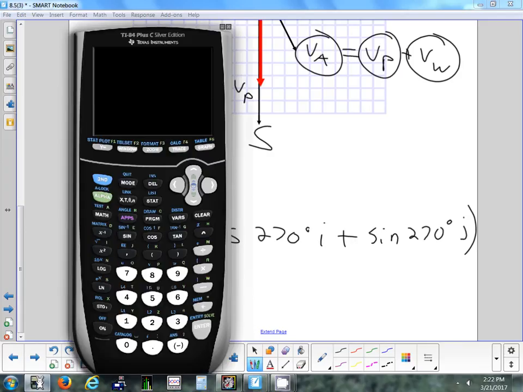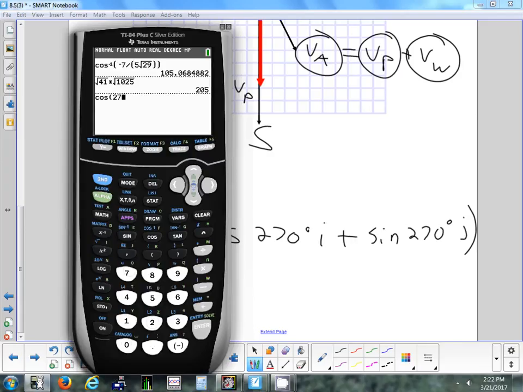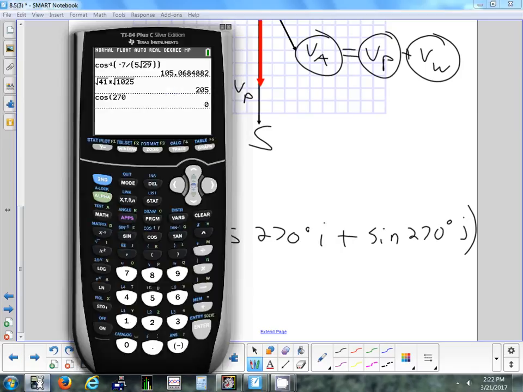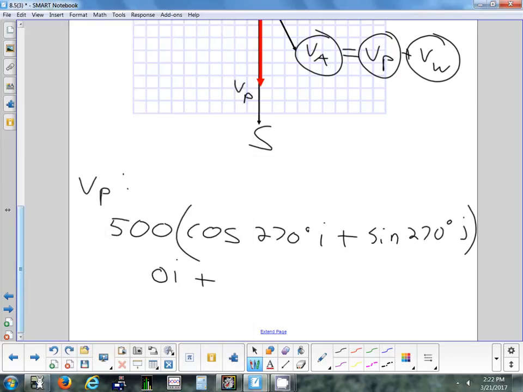Okay. Let's do cosine 270 is 0. What's 0 times 500? 0. So I get 0i plus, now I'll do sine 270 is -1. And what do I multiply that by? 500. So it's really minus 500j. So you don't even need the 0. It's just negative 500j.